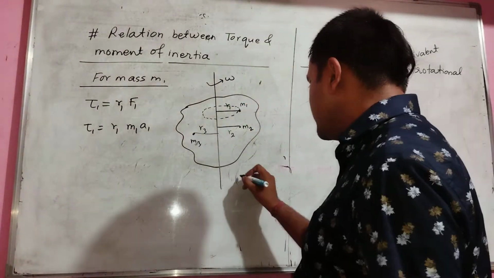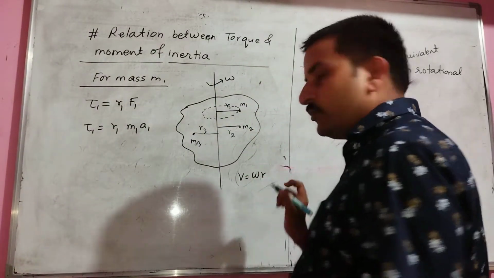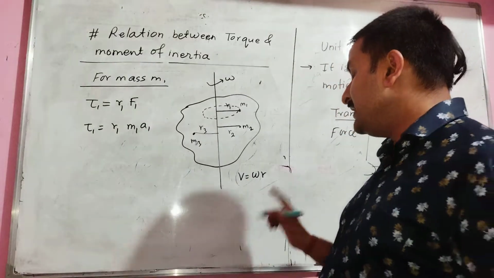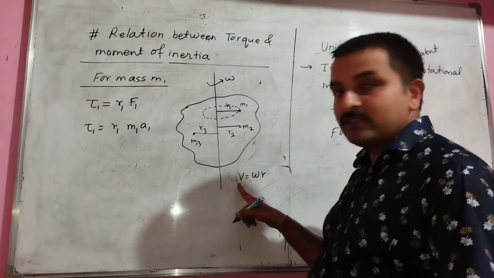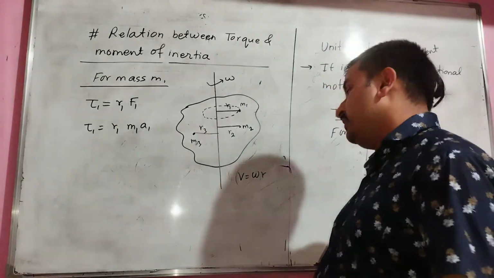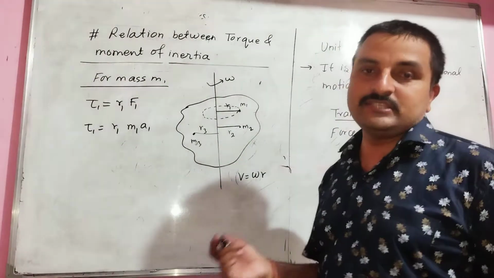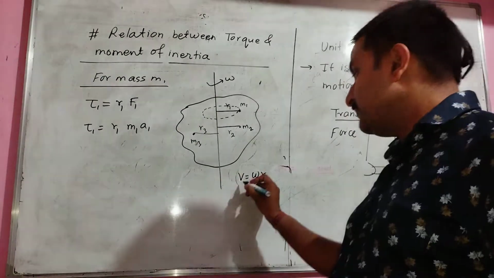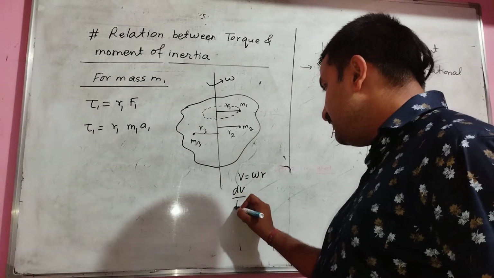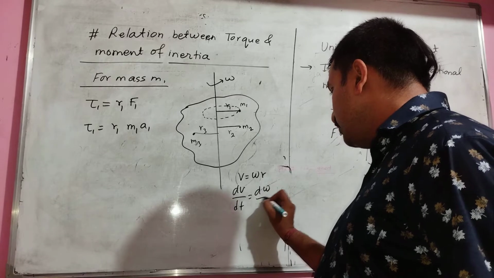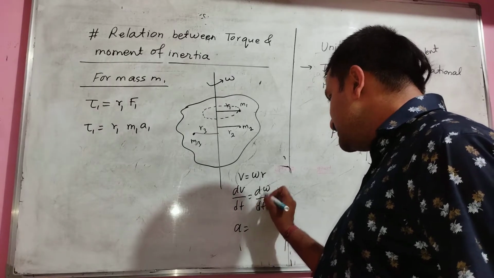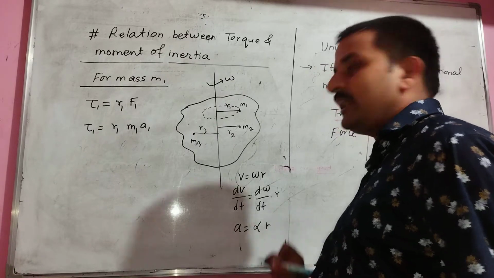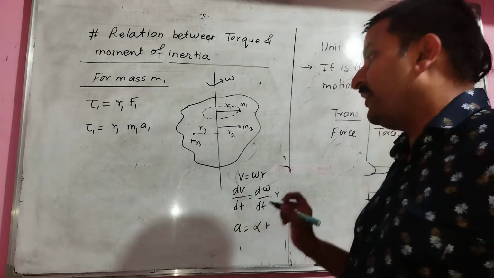We have one relation, v equal to omega r. This is the relation which connects the translational velocity and the angular velocity. If we take the derivative of this relation, this becomes dv by dt and this will be d omega by dt times r. dv by dt means a, and d omega by dt means alpha, times r. So a is equal to alpha times r.